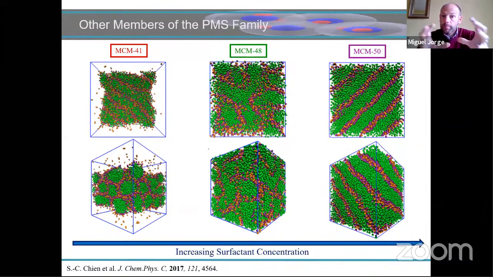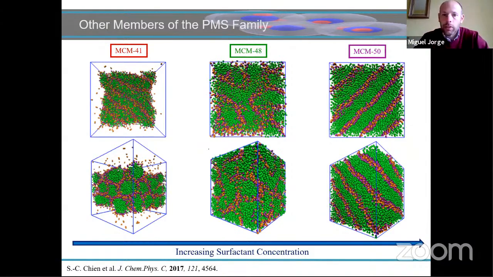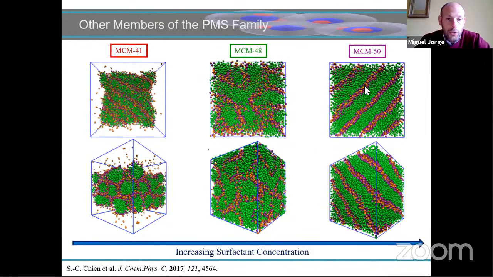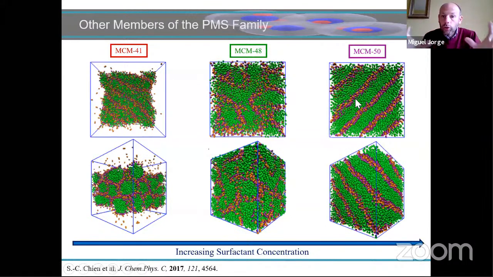And then just to conclude this part of the talk, we actually spanned the whole phase diagram of this class of materials, and we were able to see under which conditions, by increasing surfactant concentration, we can form MCM41, but also this cubic bicontinuous MCM48 structure. And finally, at very high surfactant concentrations, you go back to this MCM50, which is a lamellar arrangement of pores. Okay? So this kind of concluded our analysis of this class of materials. And so we decided to move on to other different types of material.